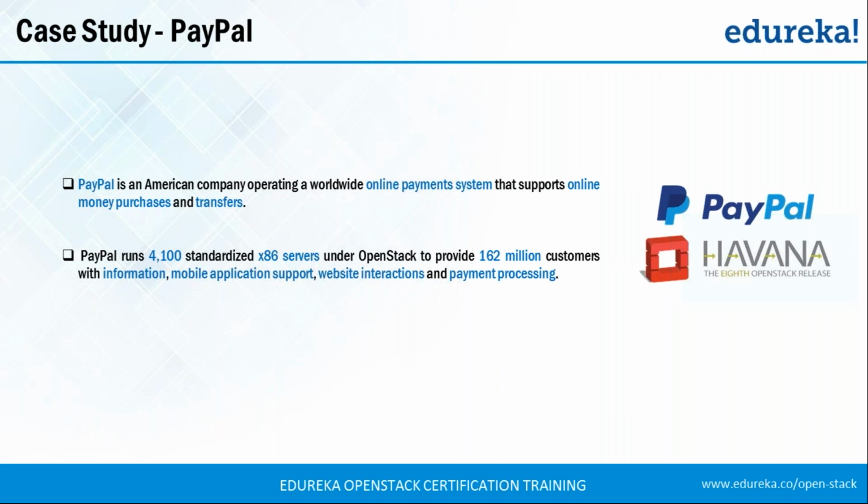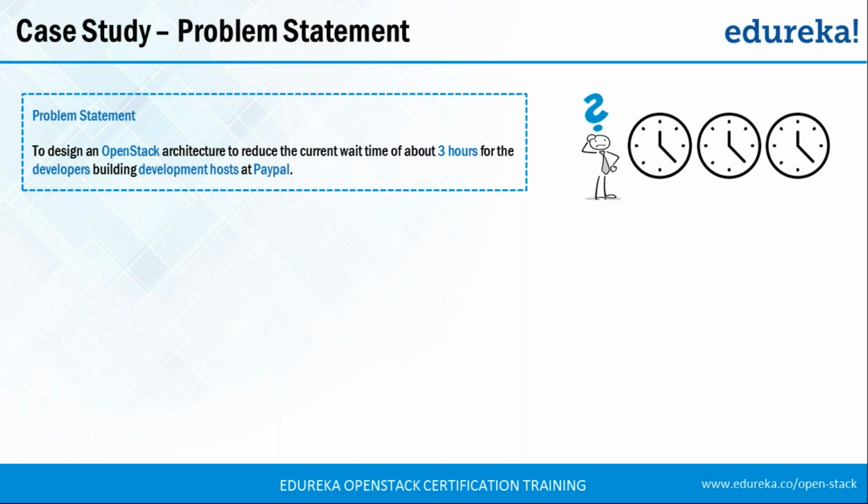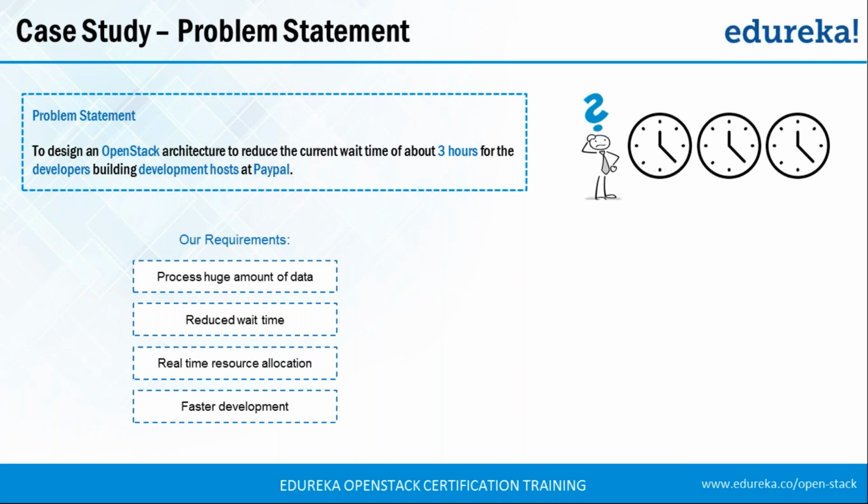PayPal runs 4,100 standardized x86 servers under OpenStack to provide 162 million customers with information, mobile application support, website interactions, and payment processing. So the requirement was to design an architecture to reduce the current wait time of about 3 hours for the developers building development hosts at PayPal. The requirement is to process huge amount of data, reduce wait time, real-time resource allocation, and faster development.